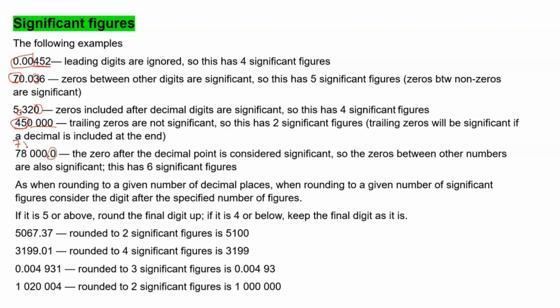Well, it could also be this way here too. If I do this and I finish with a decimal, that is also considered significant. So that's going to be 1, 2, 3, 4, 5 significant figures.